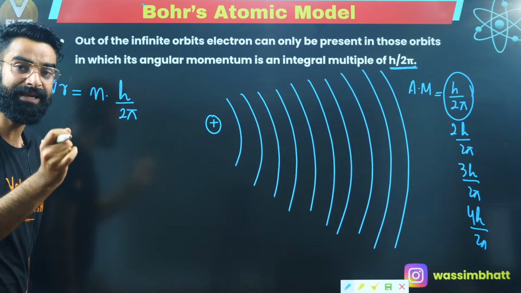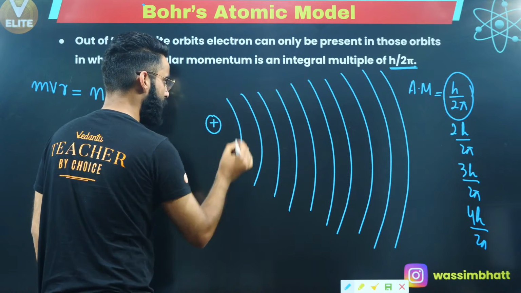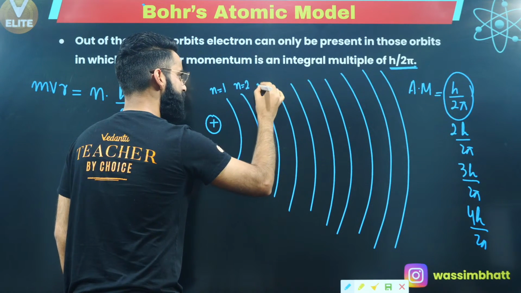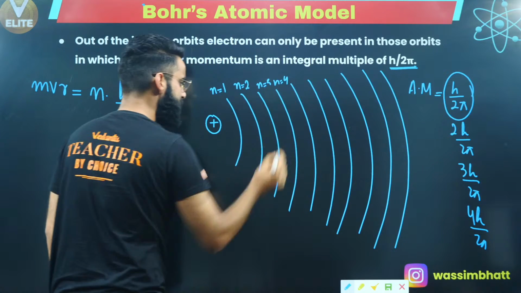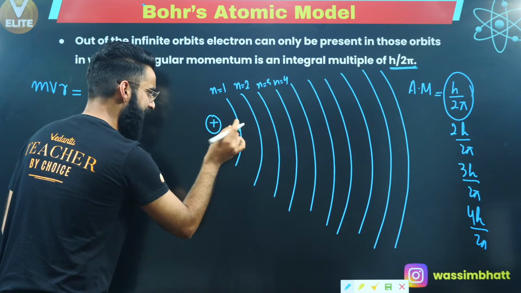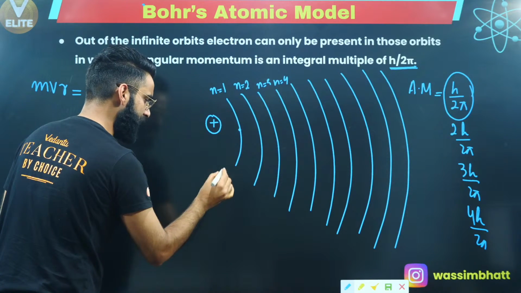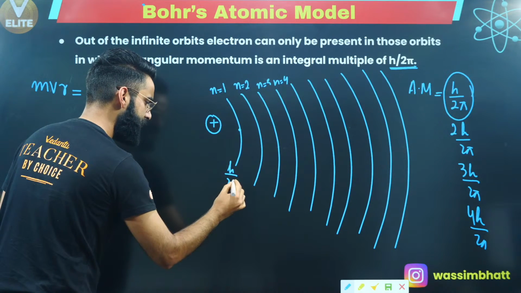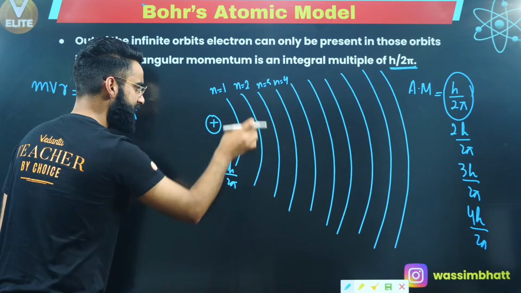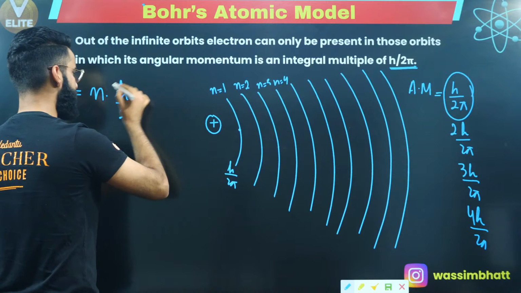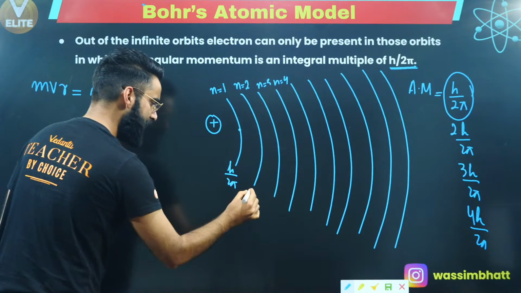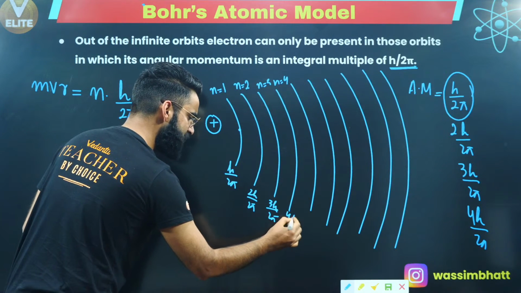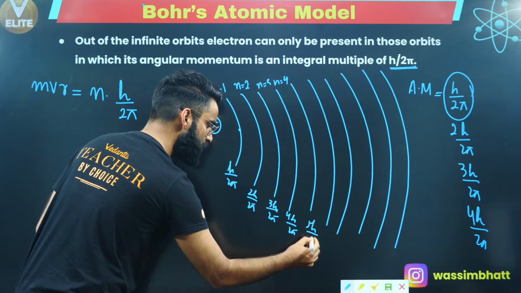So basically, have a look. This is, for example, your shell number 1. For this shell, n is equal to 1. This is shell number 2. This is shell number 3. This is shell number 4, right? If I ask you what is the angular momentum of an electron in this shell, it is going to be nh upon 2 pi, since the n value is 1, so h upon 2 pi. What is the angular momentum of an electron moving in the second shell? Put the value of n as 2, it's going to be 2h upon 2 pi. Similarly, over here it's going to be 3h upon 2 pi, 4h upon 2 pi, 5h upon 2 pi, absolutely.